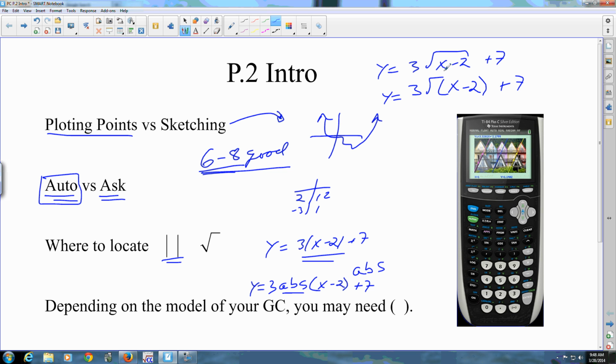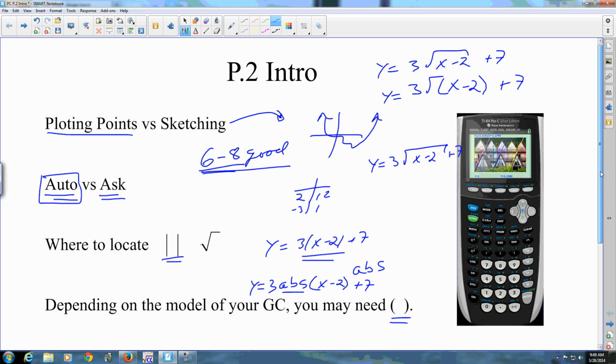If you have a newer version of the calculator, what you're going to have to do is go y equals 3, hit the square root button, it'll pause there temporarily, and as you type in the x minus 2, it'll push along. To get the plus 7, you'd have to arrow out of it and put plus 7. So you have to arrow out of it to tell the square root symbol to stop. Like I was saying, sometimes you're going to need parentheses depending on the vintageness of your calculator.